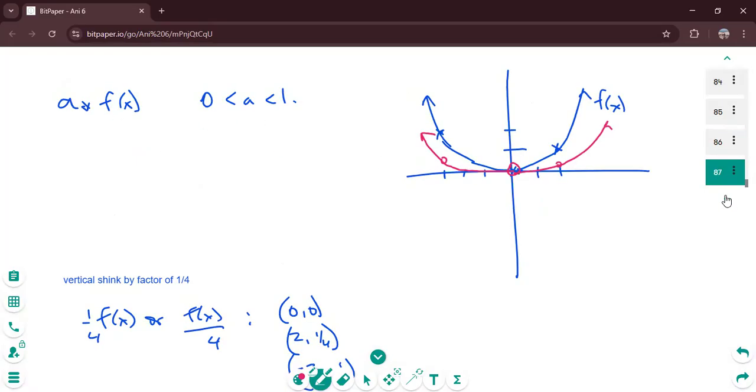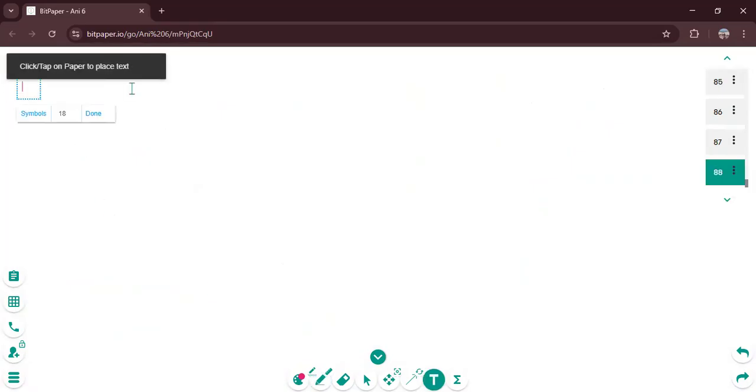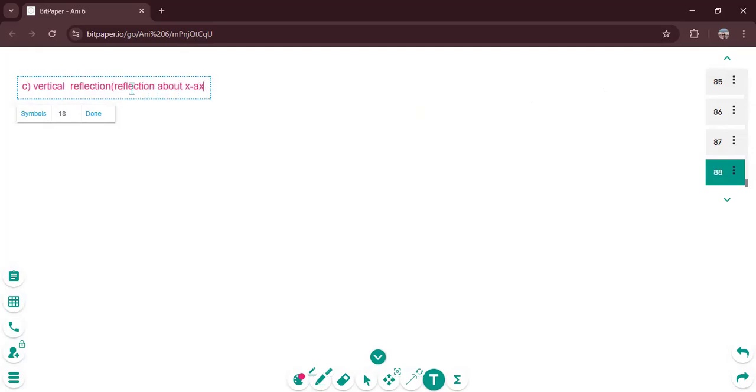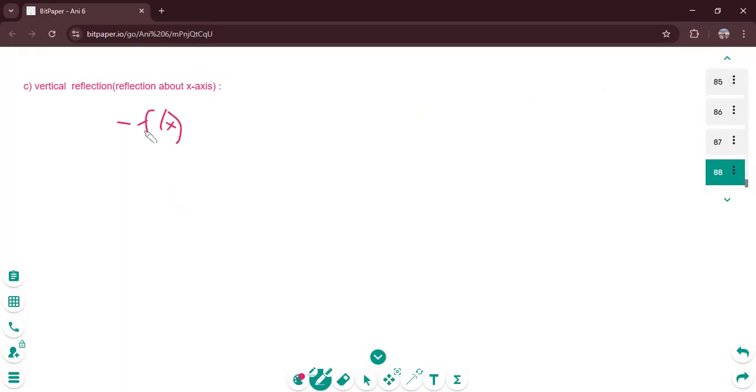And now we have another one, which is your vertical reflection, which is also called reflection about the x-axis. So how does this look? Well, essentially in this case, you're simply going to be taking the function and just plopping a negative in front of it. This is how it works.